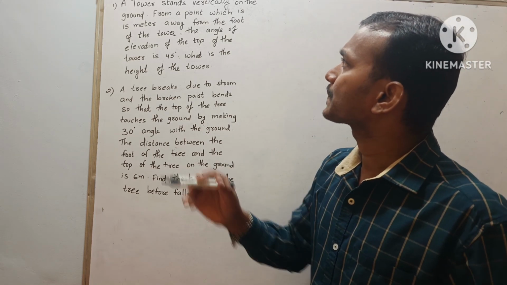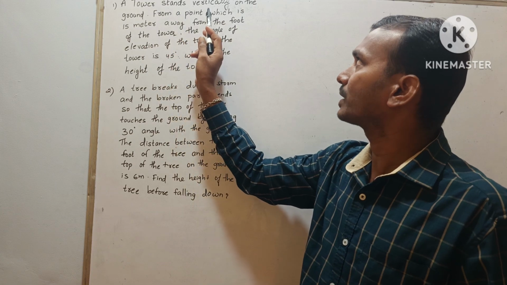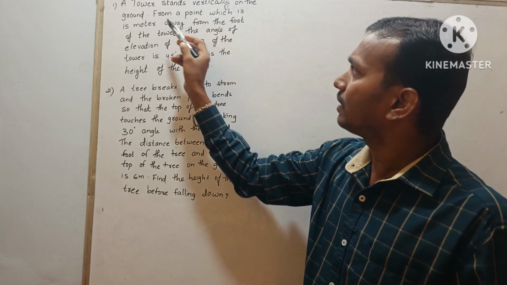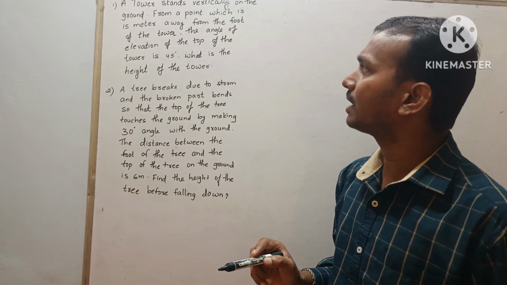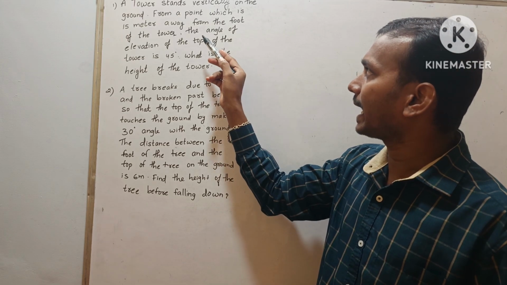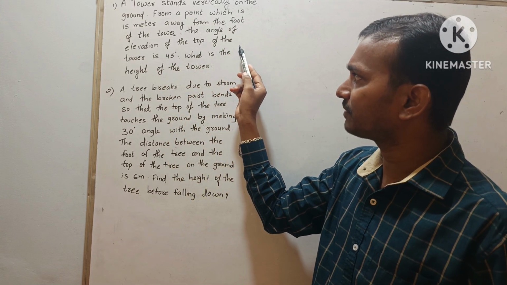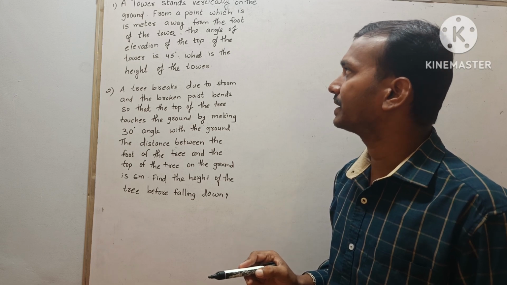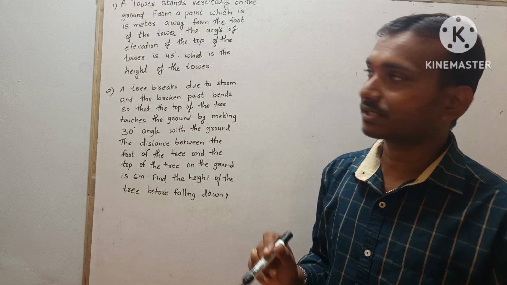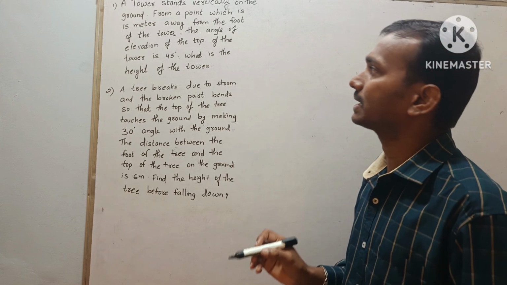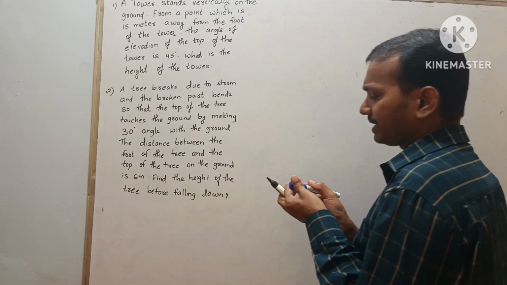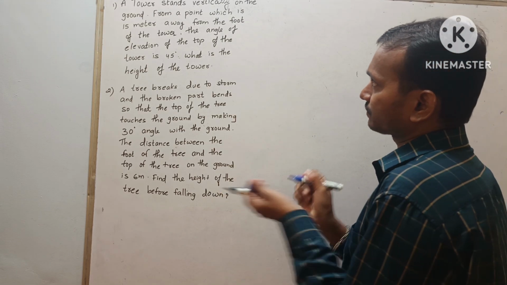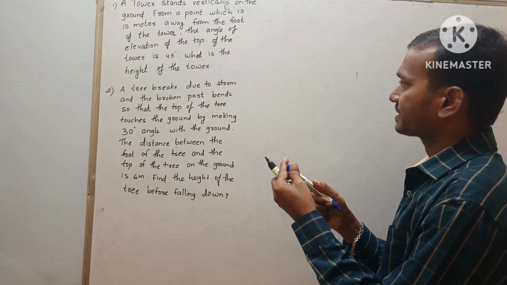Next you see here, a tower stands vertically on the ground. From a point which is 15 meters away from the foot of the tower, the angle of elevation of the top of the tower is 45 degrees. What is the height of the tower? So he is asking us to find the height of a tower. First we will draw one rough sketch.